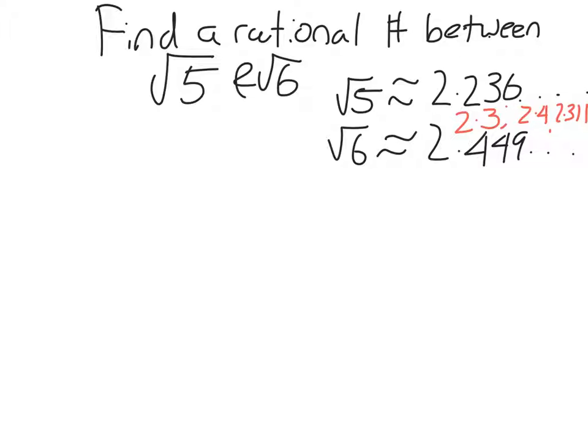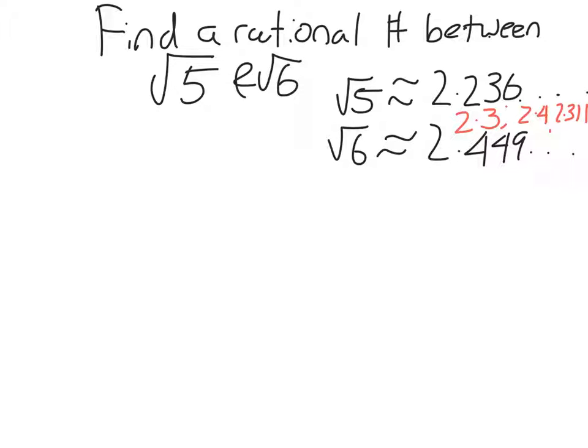So that's pretty easy to find a rational between two irrational numbers. Root 5 and root 6 are both irrational numbers. That's really easy. I just write out their decimals and find a number that's in between. Now I'm going to give you two rational numbers, and you have to find an irrational number between them. Okay, so this one's a little harder.